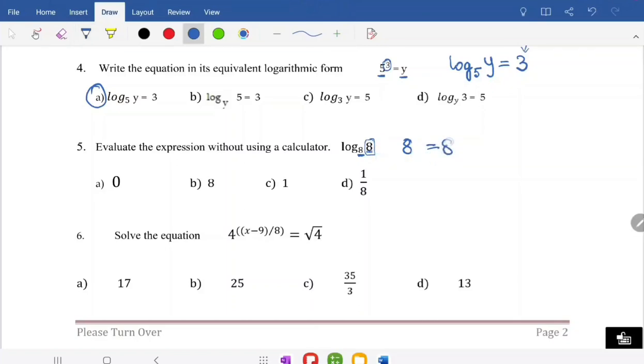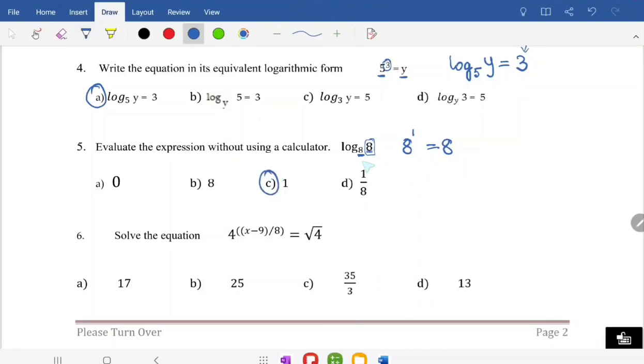All right, and what exponent should 8 be raised to in order to get an 8 for an answer? 1, right? 8 raised to the power 1 is 8. So 1 is the correct choice. All right. So C is the correct choice.